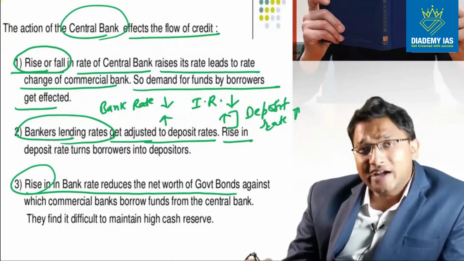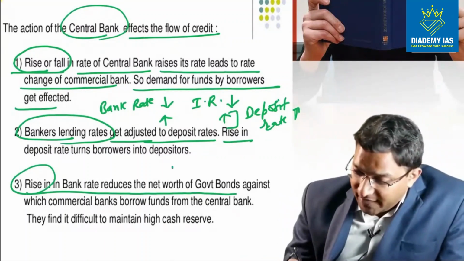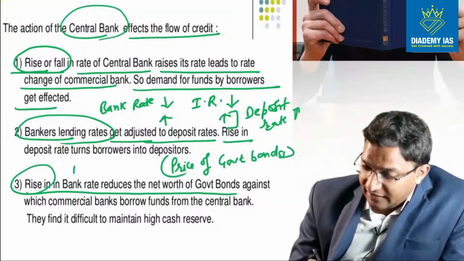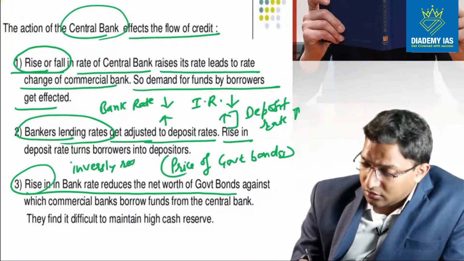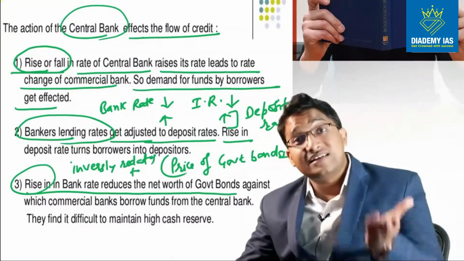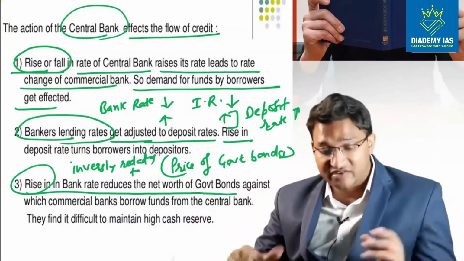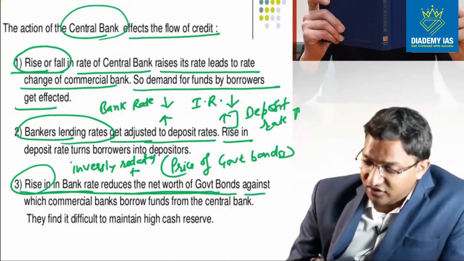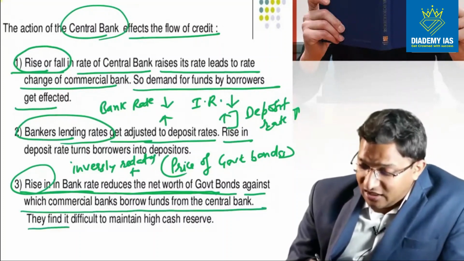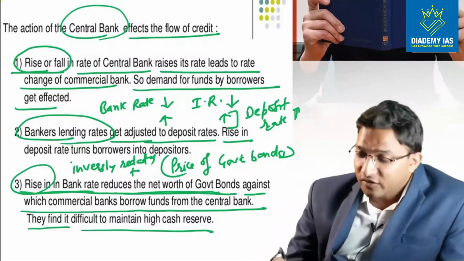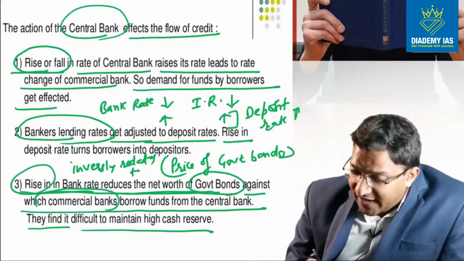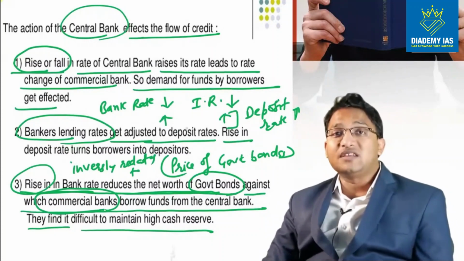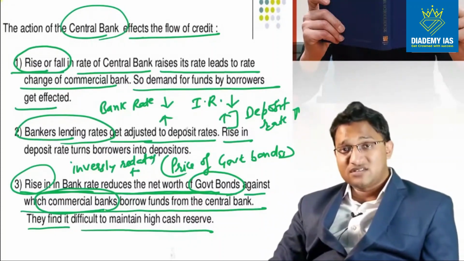How is that possible? I told you in one of the sessions that the worth of government bonds is inversely related to the interest rate. If the interest rate increases, the value of government bonds comes down, and vice versa. The same thing has been written over here. A rise in the bank rate reduces the net worth of government bonds against which the commercial banks borrow funds from the central bank. So it might be difficult to maintain the high cash reserve, because with the same government bond the commercial banks cannot get the same money. The commercial bank will not be able to arrange the cash, so it will be difficult for them to keep sufficient cash with themselves.